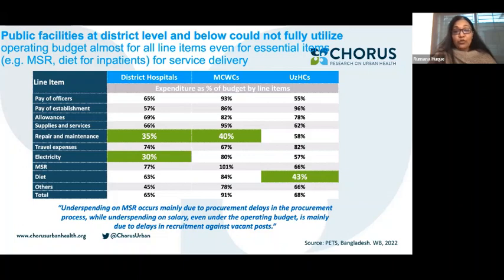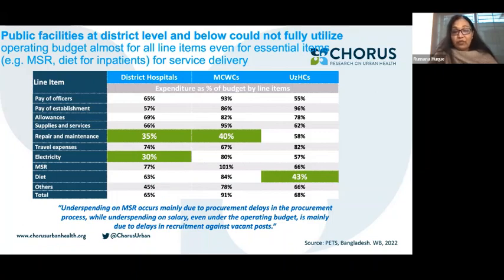So this gave us the opportunity to look into the inefficiencies of resource utilization or underspending, which we could not do otherwise. So, underspending on MSR, why did it occur? We did some in-depth interviews, as I mentioned earlier. One of the reasons was that underspending on MSR occurs mainly due to delays in the procurement process, while underspending on salary, even under the operating budget, is mainly due to delay in recruitment against vacant posts.